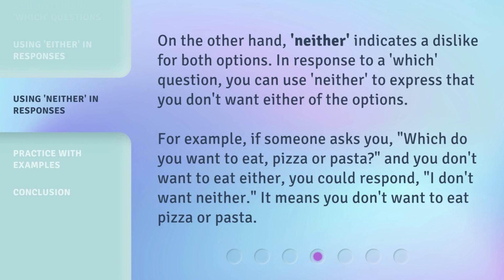On the other hand, neither indicates a dislike for both options. In response to a which question, you can use neither to express that you don't want either of the options. For example, if someone asks you, which do you want to eat, pizza or pasta? And you don't want to eat either, you could respond, I don't want neither. It means you don't want to eat pizza or pasta.